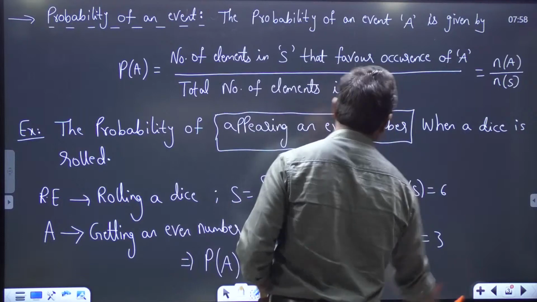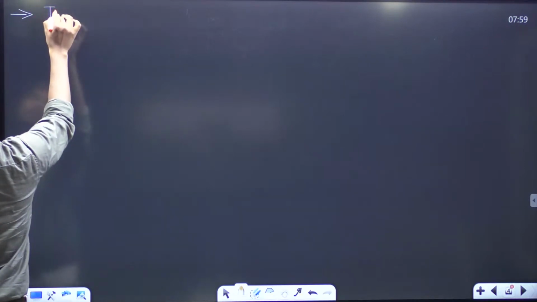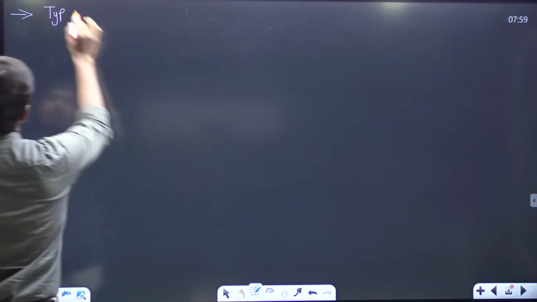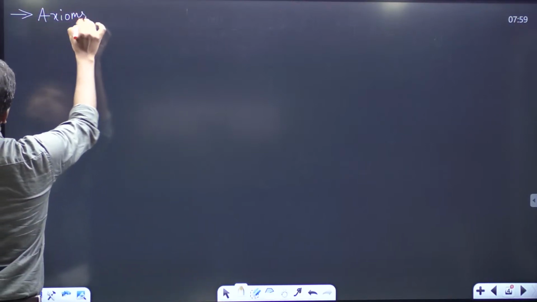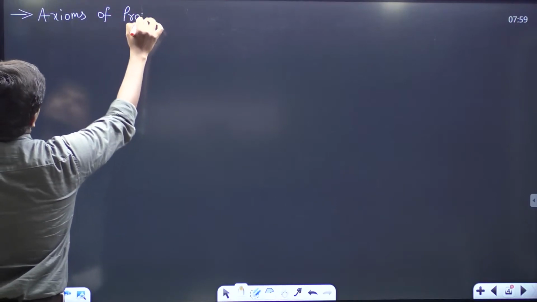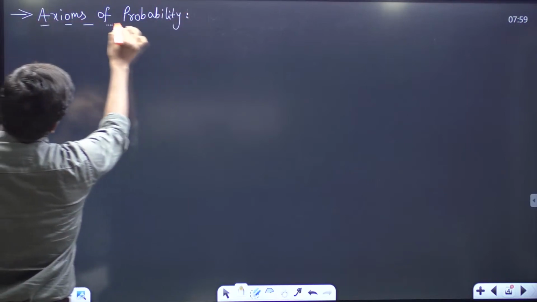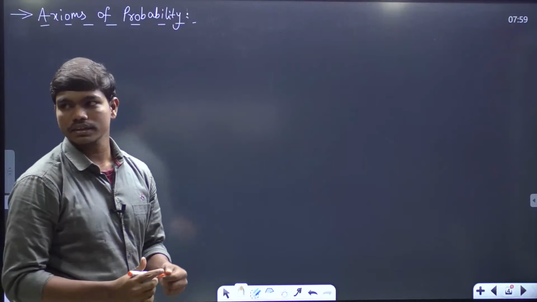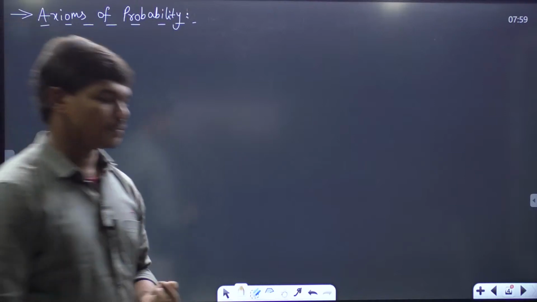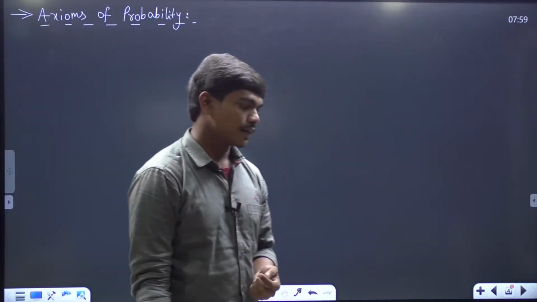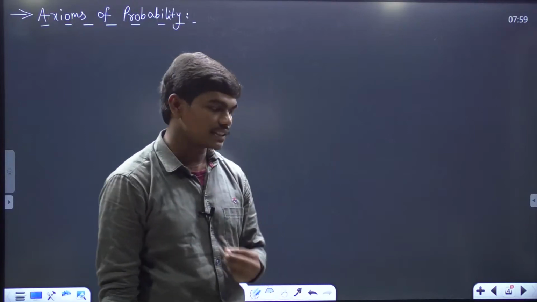Okay, next. We have seen what an event is. Then we'll go for something called axioms of probability. What is called an axiom? What's the main difference between axiom and theorem? Can anyone tell me that? What's the main difference between axiom and theorem? So please tell me, what's the main difference between axiom and theorem?